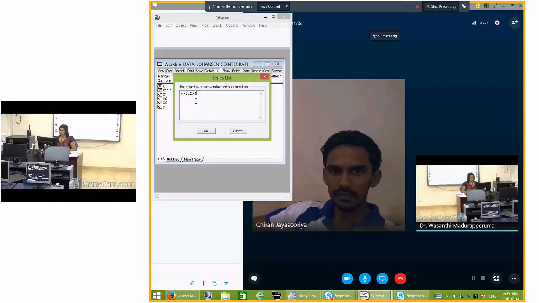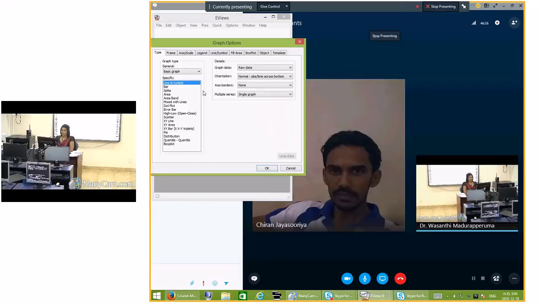You want to test whether there is a relationship between y and x1, whether there is a relationship between y and x2, whether there is a relationship between y and x3. Assume that those are your hypotheses. So first you need to see whether these series are stationary or non-stationary.